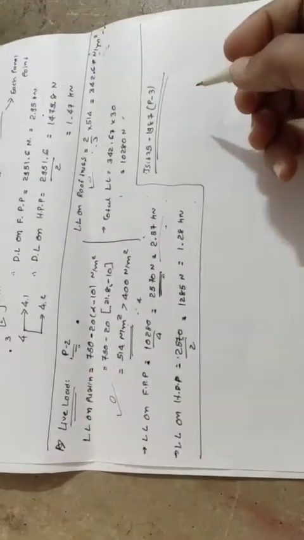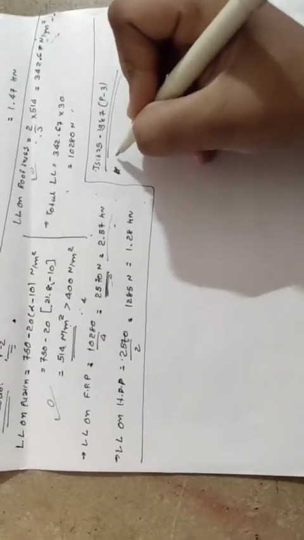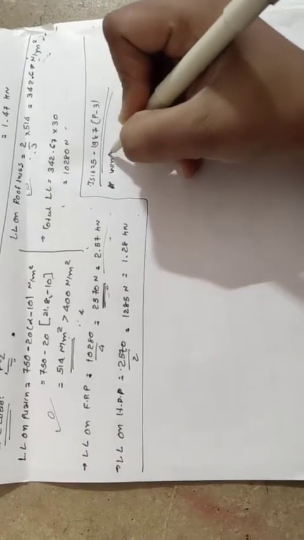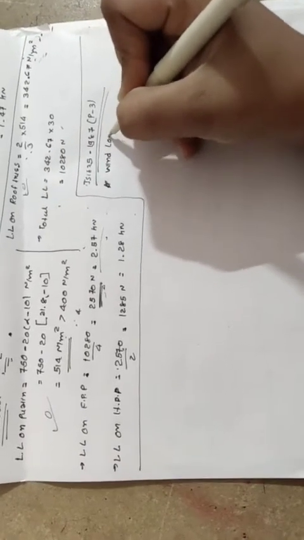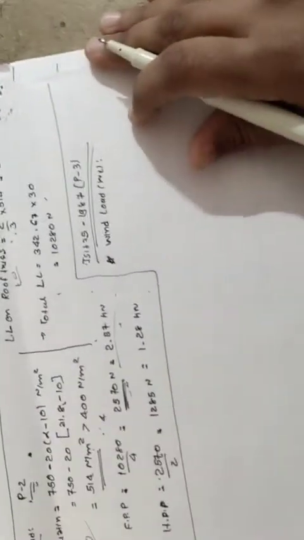Last time we saw the calculation of the primary loads, dead load and live load, and today we learn about this. Today we find out the wind load, which is known as WL, right? So how to find the wind load?